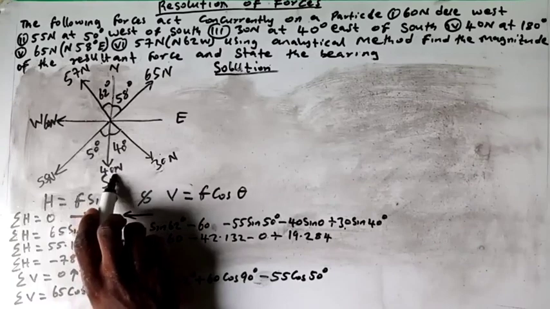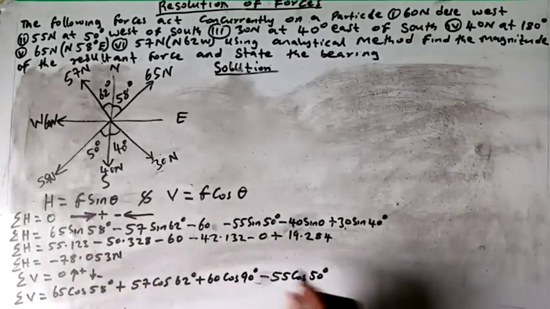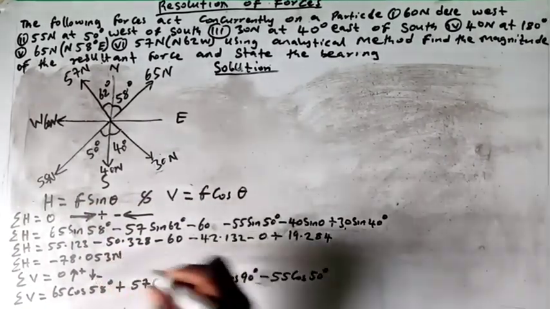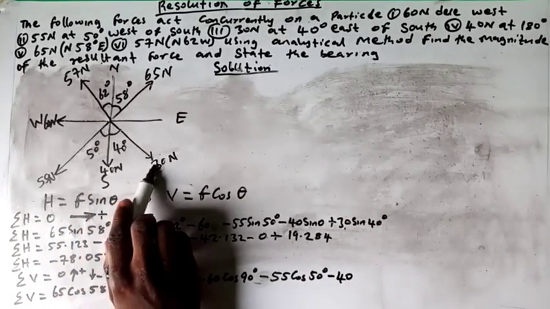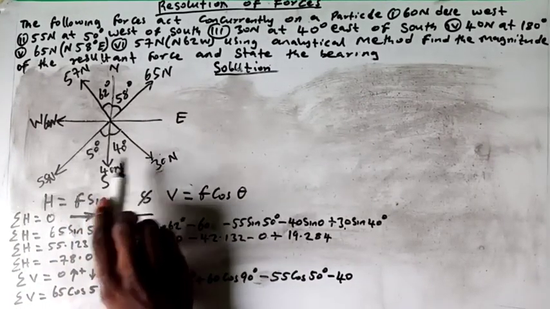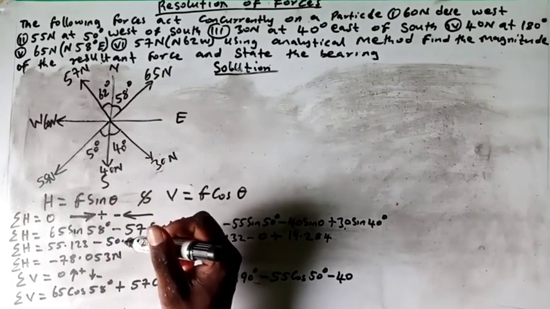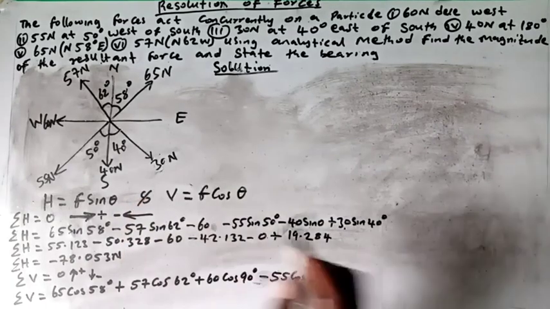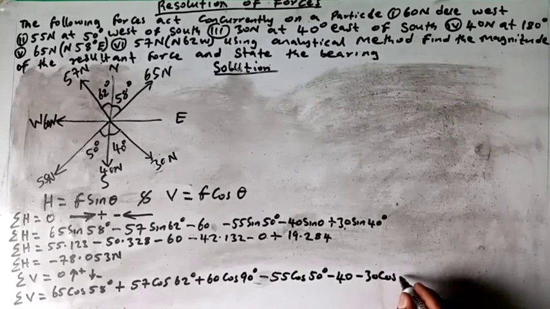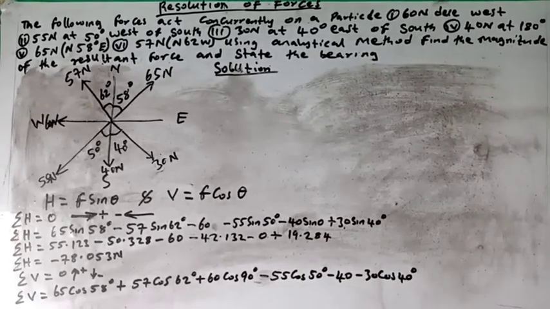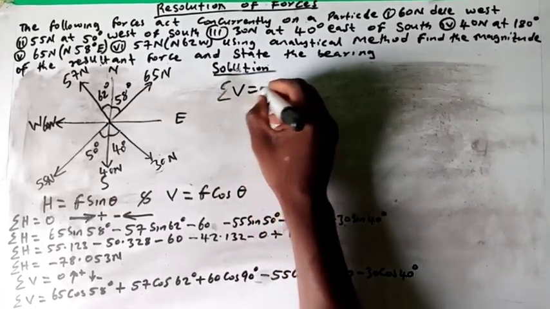The next force is 40 Newton. It's a vertical force. It has no horizontal component, and the arrow points towards the negative direction. So we have minus 40. The next one is 30 Newton. If we close this angle by dragging this force to this direction, the arrow points towards the negative direction. Therefore, this 30 Newton is negative. We have minus 30 cos 40 degrees.